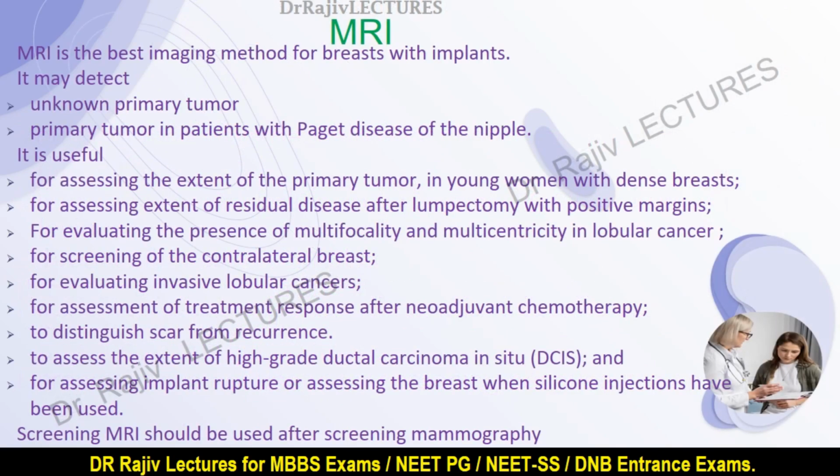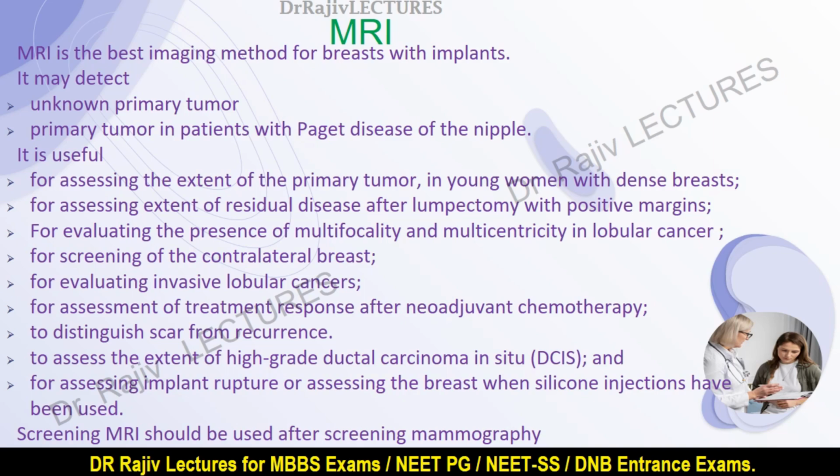Physicians are increasingly using MRI for the evaluation of breast symptoms. MRI is the best imaging method for the breasts of women with implants. It may detect the primary tumor in the breast in patients who have axillary lymph node metastasis, but no mammographic evidence of a primary breast tumor. It may also identify primary tumor in patients with Paget disease of the nipple.